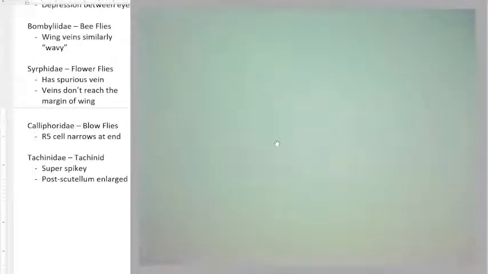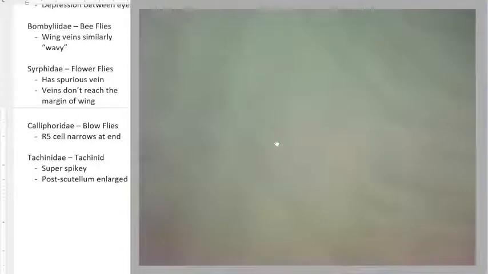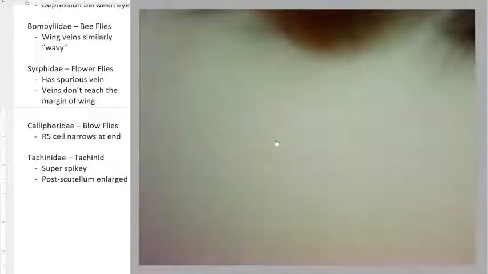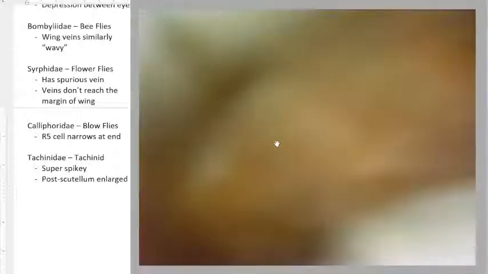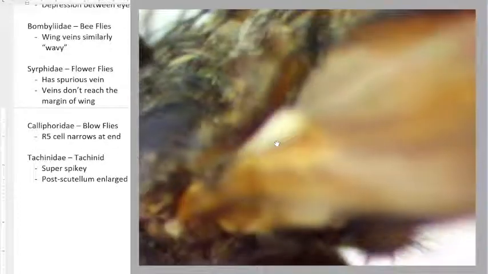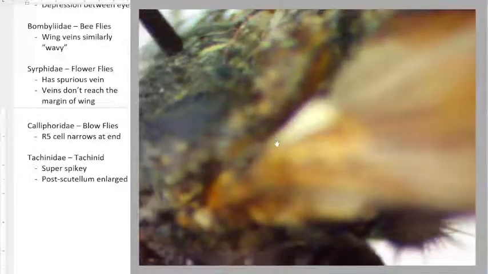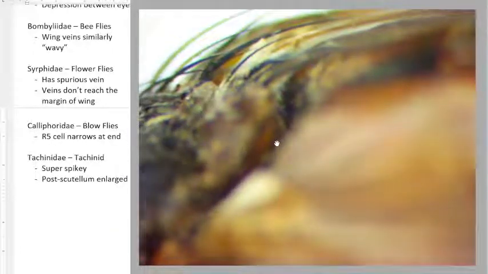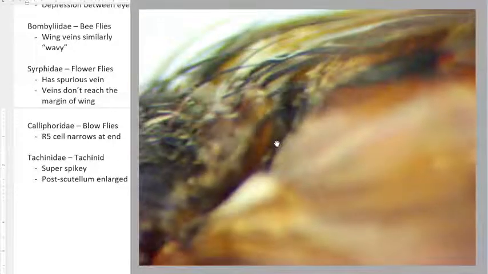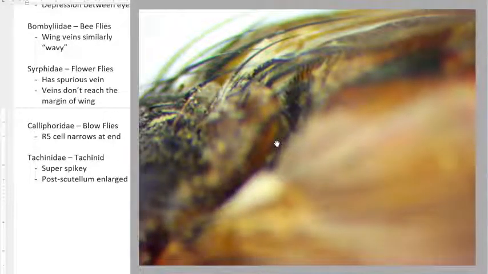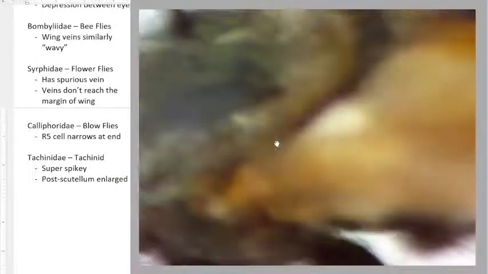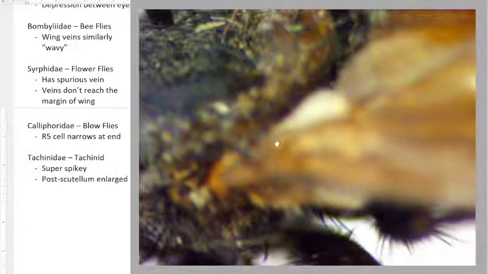Now, for me, this is a characteristic that is not always super evident, especially depending on how you've pinned your specimen. Sometimes the way that you pin your specimen and how the abdomen is sitting will kind of stop you from seeing that body part. And then you have to go on other characteristics, like the hairs.